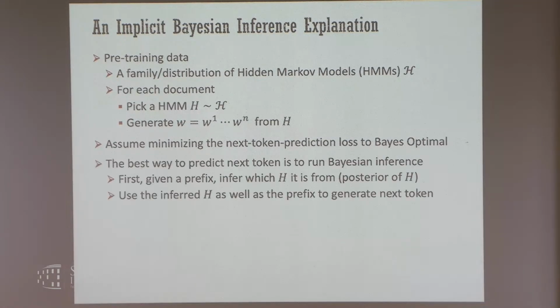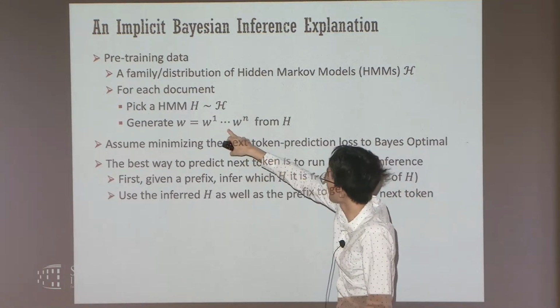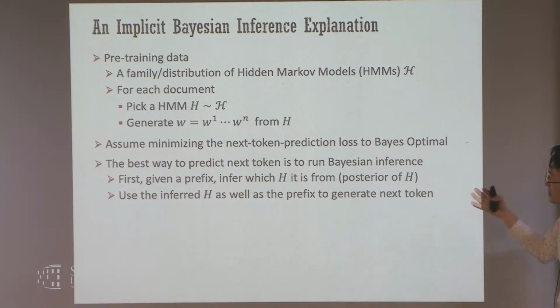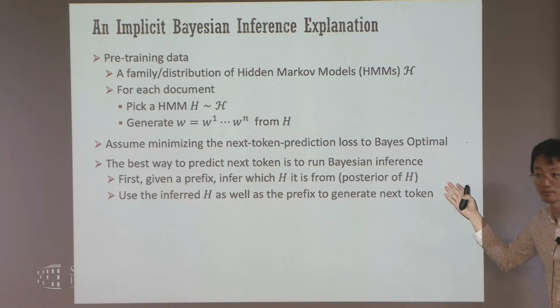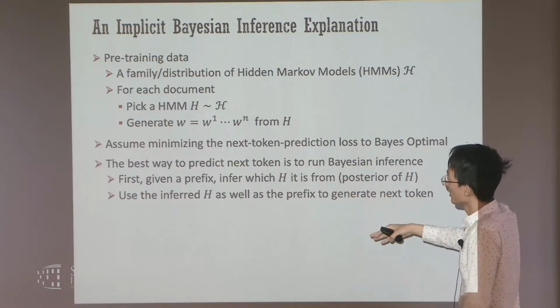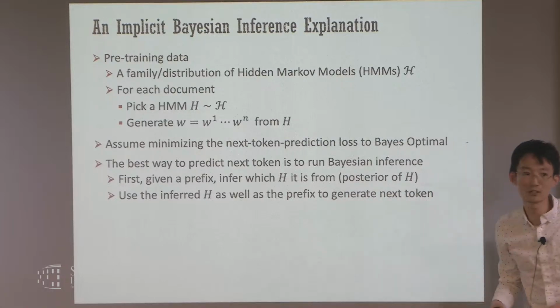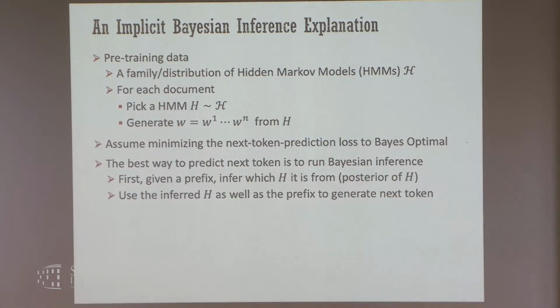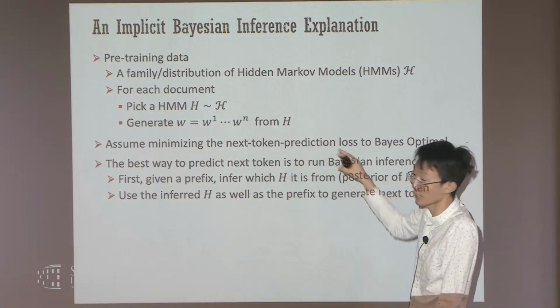If you think about this, the best way to predict the next token is to actually just run Bayesian inference. How do you predict the next token, given some prefix? The theoretically best way is to do the following. You are given a prefix, you first infer which HMM it comes from. You cannot infer it exactly, so you compute the posterior of the HMM, and then you use the inferred HMM, or the posterior of the HMM, as well as the prefix to generate the next token. Technically, you draw a sample from the posterior, then use that HMM as the condition, along with the prefix, to generate the next token given the hidden Markov model.